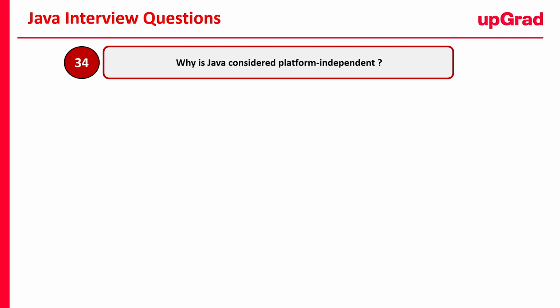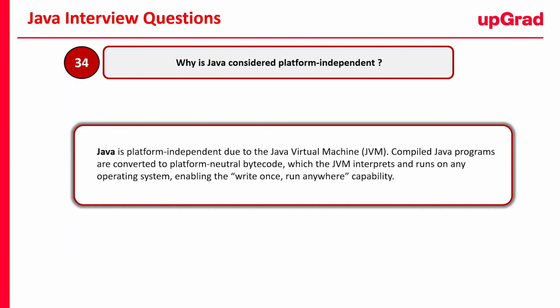So to explain it, you can start with, Java is platform independent because of the Java Virtual Machine, that is JVM. When a Java program is compiled, it is converted into bytecode, which is platform neutral and doesn't depend on any specific operating system. The JVM then interprets this bytecode and runs it on any system, whether it's Windows, Linux or Mac.